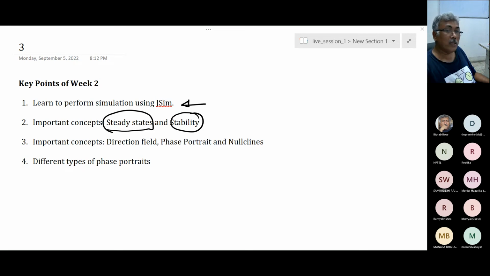Apart from that, one is oscillatory behavior. And in a couple of lectures, in fourth week particularly, we'll introduce you to oscillatory behavior also. Now, following the concept of steady state comes the question of direction field, phase portrait, and nullclines. Now, these three things come together, what we call graphical method.